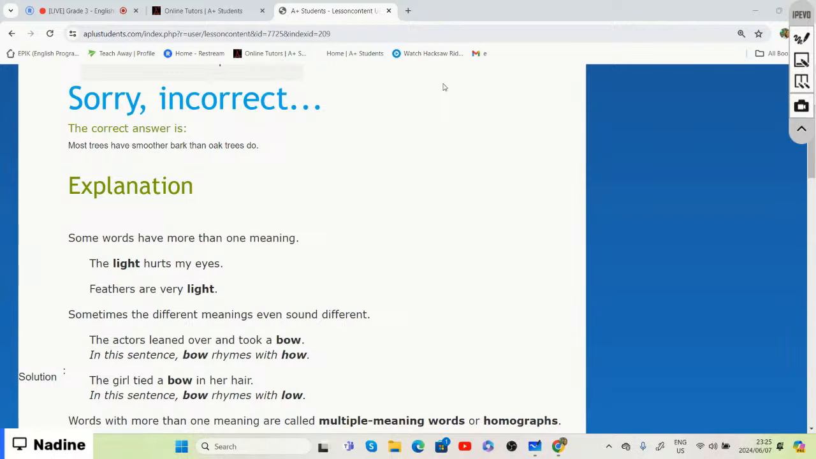Light is either the light from the sky, like sunlight, or it can be light where you can switch on the light, right? Or another light is if we're talking about feathers, something very light in weight that you pick up, something that is not heavy. That is also light.